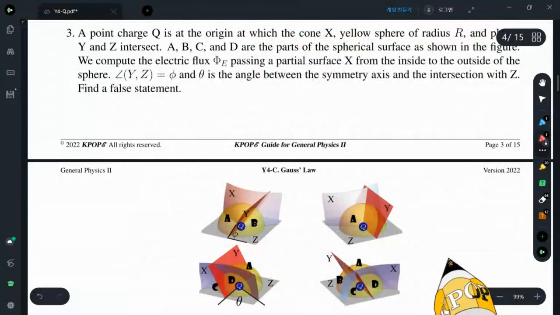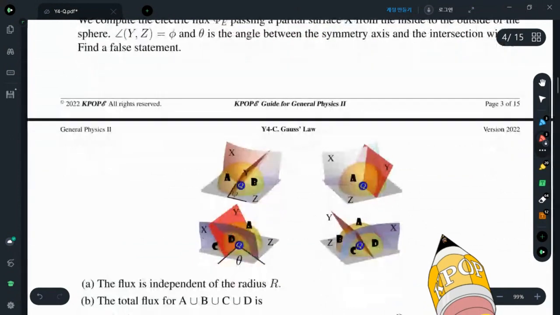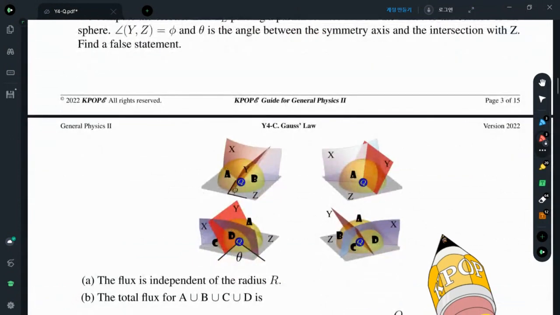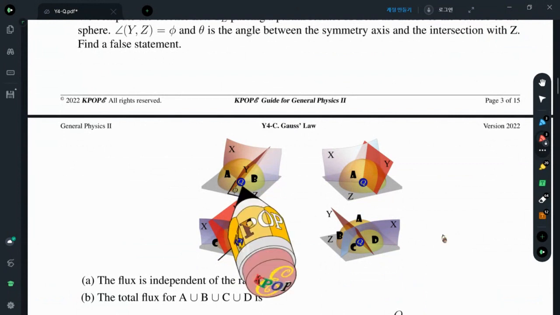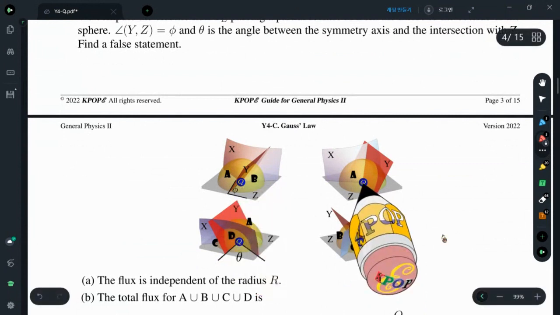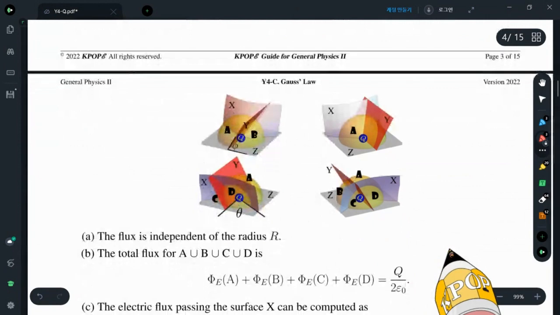Next, this is a very nice demonstration of computing the electric field flux. We have a charge Q at the center of the sphere.